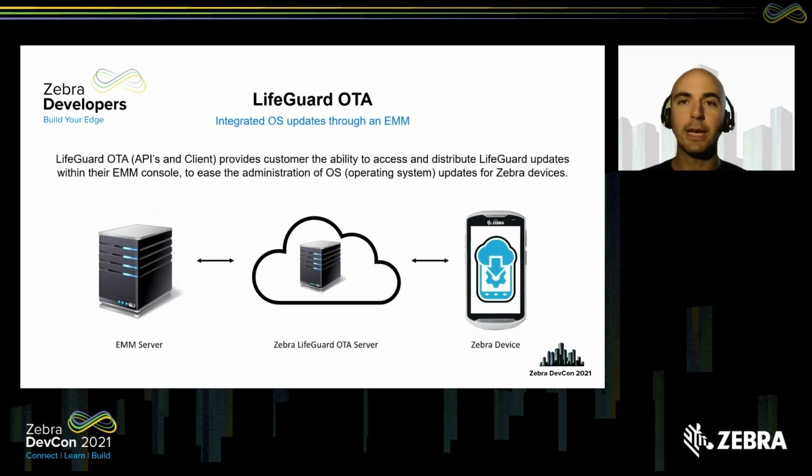So LifeGuard over the air, hopefully you've heard about it, but if you haven't, these are our APIs to empower ISV solutions to be able to offer an interface for zebra.com or what was traditionally found there, so that you can show your customer what updates are there, what the release notes are, what the security patch was related to it. And then once you've chosen which update is most applicable, get it down to the device with as little effort as possible.